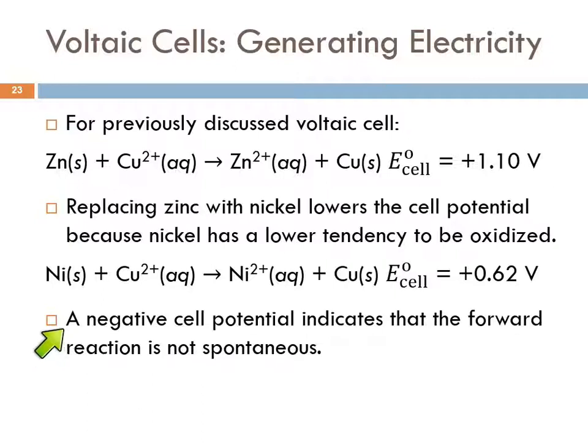If you have a negative cell potential, minus 0.62, that means that the forward reaction is not spontaneous. If you took this reaction and turned it around, it would be negative 0.62. And that would mean that in order to have that reaction occur, you would have to supply a potential difference using a battery.